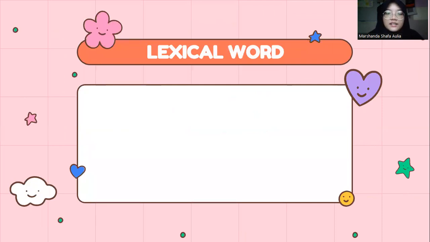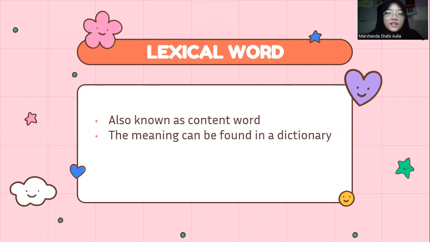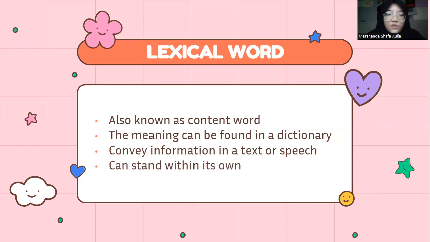So lexical word is also known as a content word. Its meaning can be found in a dictionary. So a lexical word, you can find the meaning of that lexical word when you open your dictionary, and it conveys information in a text or a speech. So the lexical word contains the information in a sentence, and it can stand on its own. So you can define the meaning by the word itself, and it doesn't need another particle or such for you to understand the meaning of the word.